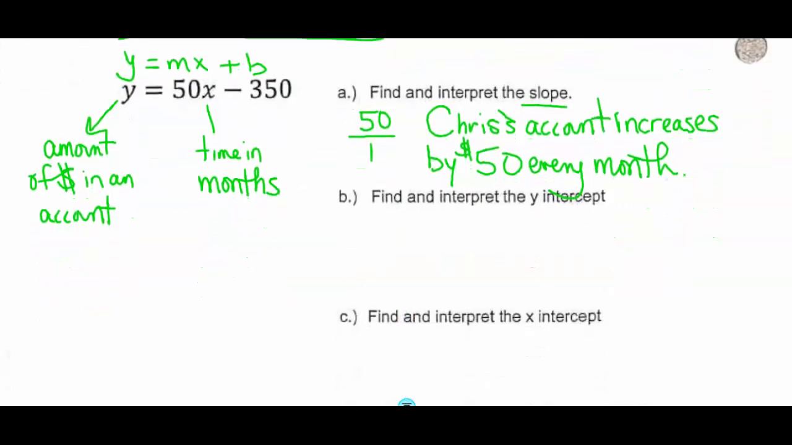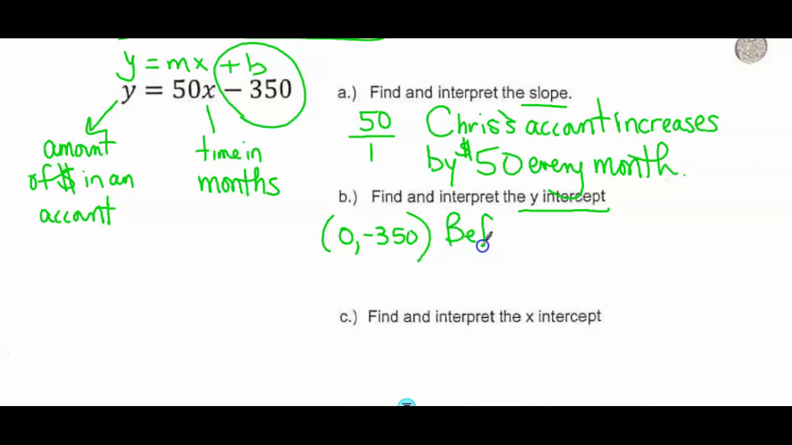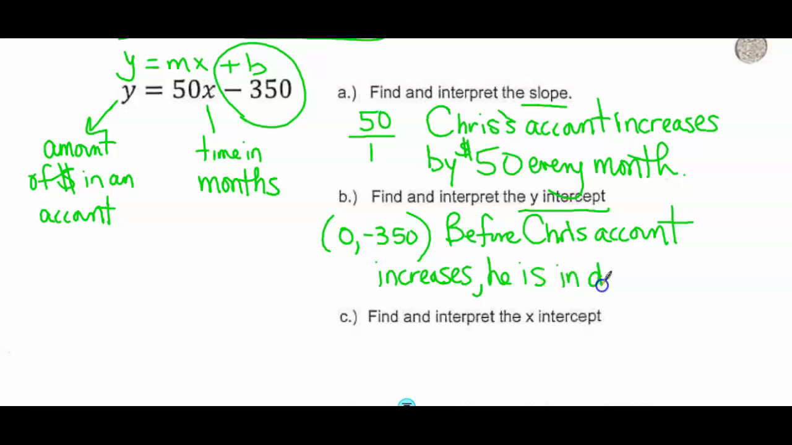The next one says find and interpret the y-intercept, which that's in slope-intercept form. So the y-intercept is (0, negative 350). 0 means no time has passed. So before Chris's account increases, he is, now think of a negative word with money. You can either say owes or is in debt. I'm going to say he's in debt. He is in debt $350.